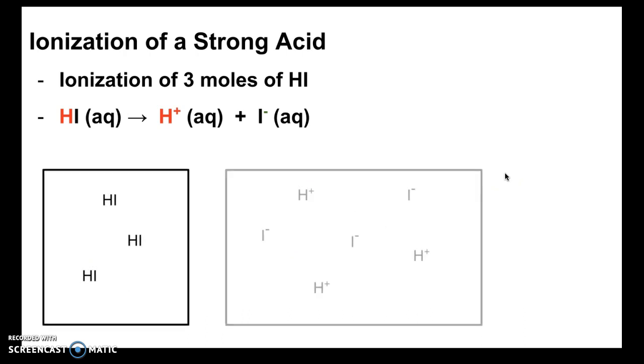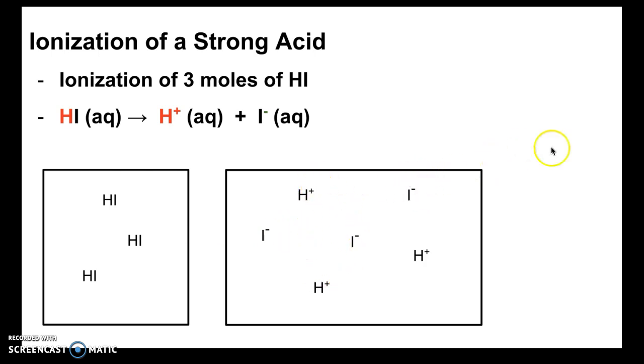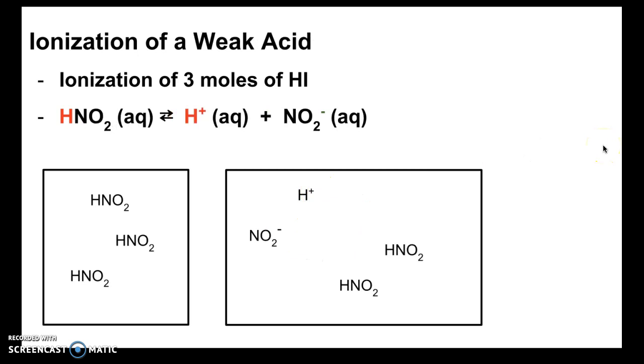We can do it, of course, using the molecular or chemical formulas. Here, they tell me I have 3 moles of HI, so I do 3 of those, and then I split it up into its respective ions. Remember, you want to make sure that both sides have the same number of hydrogens and the same number of iodines. And you also want to keep track of your charges to make sure that they are correct.